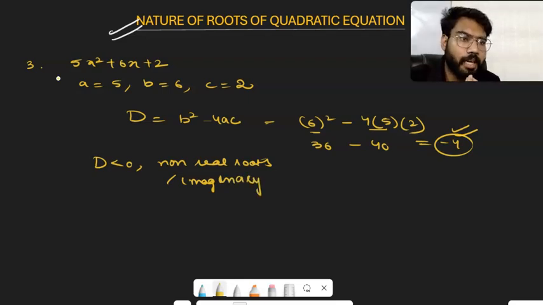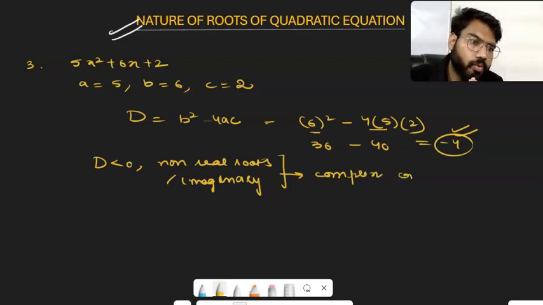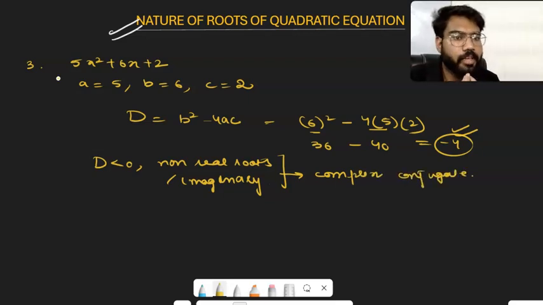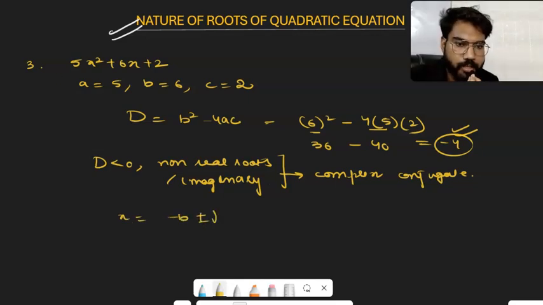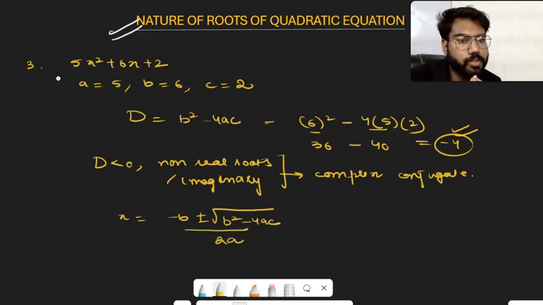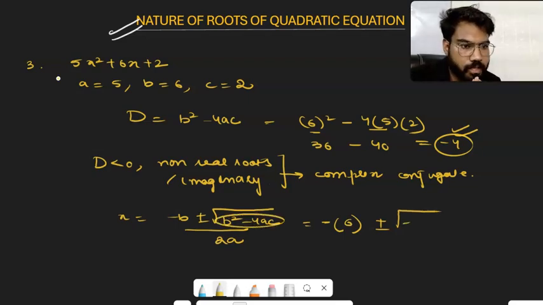Imaginary roots means they can never be plotted on the real axis. And the roots' format will be complex conjugate roots. So let's check using Sridharacharya formula, that is, the value of x is equal to minus b plus minus under root b square minus 4ac upon 2a. So minus the value of b here, which is 6, plus minus under root the value of discriminant, which is minus 4, upon 2 into 5.